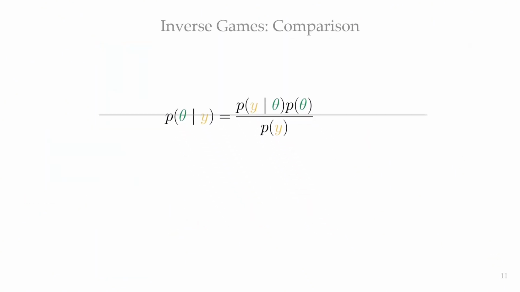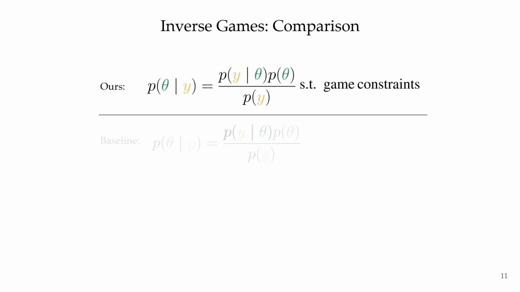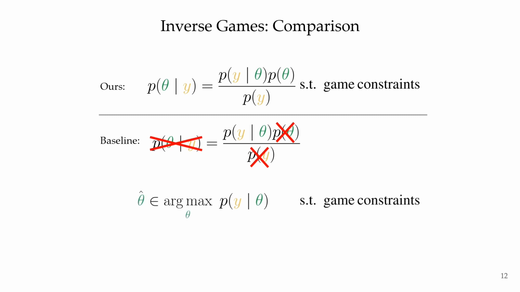We compare our framework with existing non-Bayesian inverse game solutions. In contrast to our approach, the baseline greedily maximizes the observation likelihood, which ignores the underlying prior distribution. Furthermore, instead of posterior distributions, the baseline only gives point estimates without information about uncertainty or multimodality.